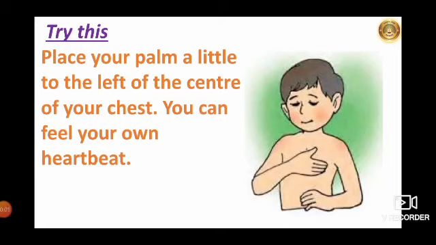Now students, you have to try this. Place your palm a little to the left of the center of your chest. See here in the picture how this boy has put his arm on his chest in this way. Then what will happen? You can feel your own heartbeats. Why? The heart contracts and relaxes alternately without stopping. When it contracts, the blood in the heart is pushed into the blood vessels. At every contraction, it is pushed further and further. And so you can feel your own heartbeat.